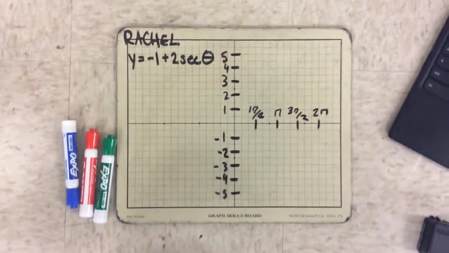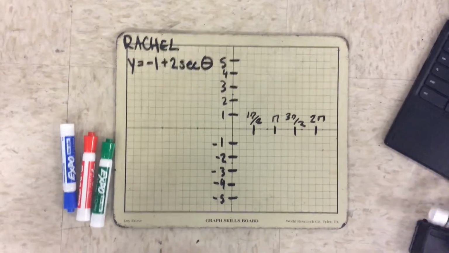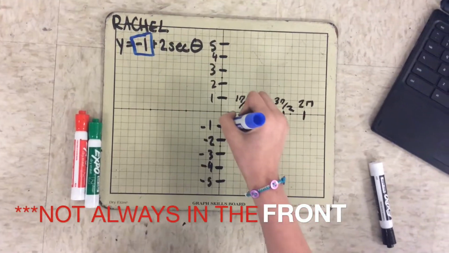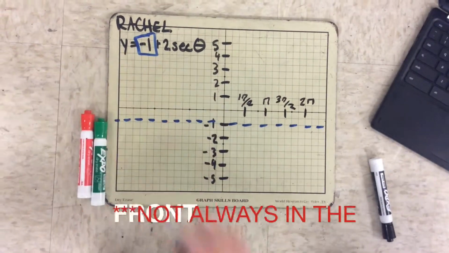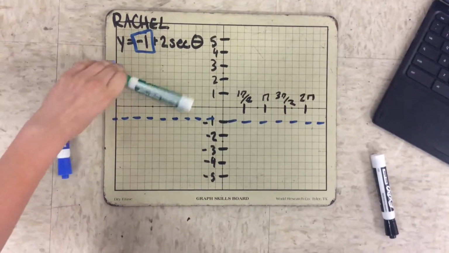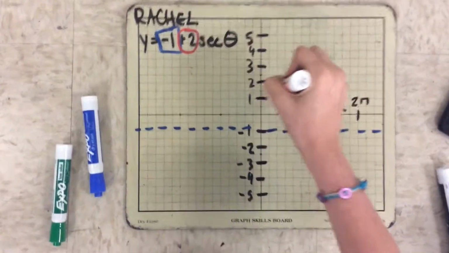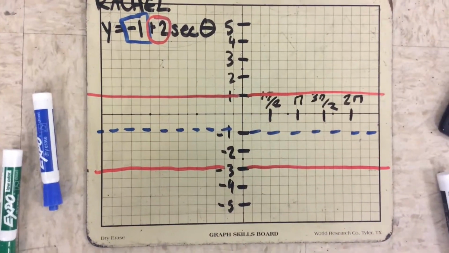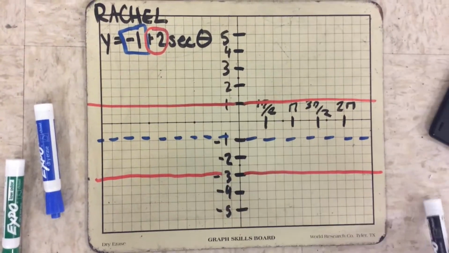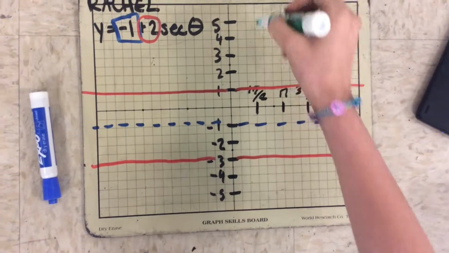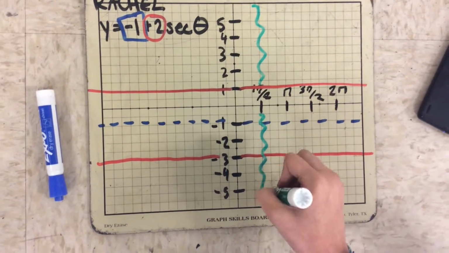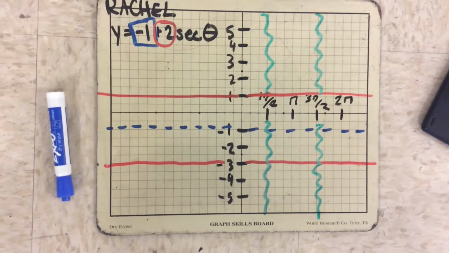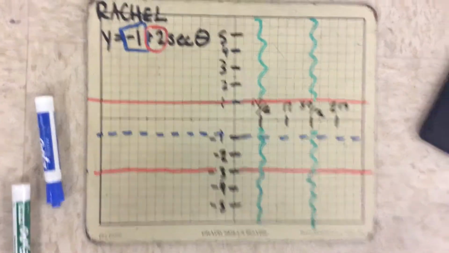So the first thing that I'm going to do is sketch my midline, which is on -1 because that's what it says in the little front. That little front part is always where your midline is. That's what I'm doing in blue. And then I'm going to do my amplitude, which is the +2 because it's always the coefficient of the secant or cosecant. And then I just do my asymptotes, which are always at 1/2 pi and 3/2 pi if there's no coefficient to your theta. And then all you do is graph, just like this.